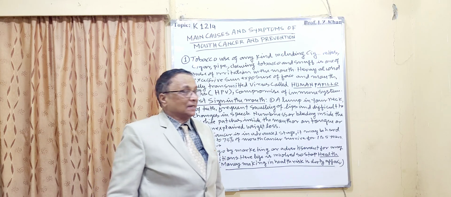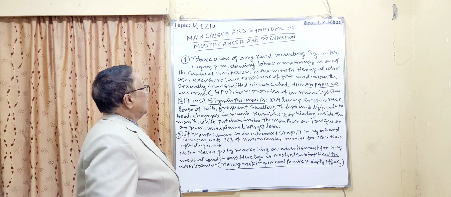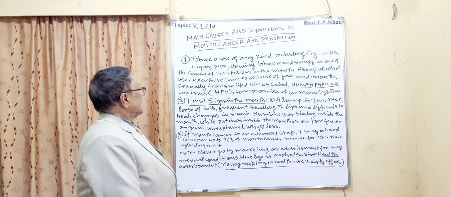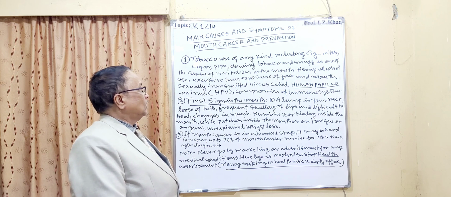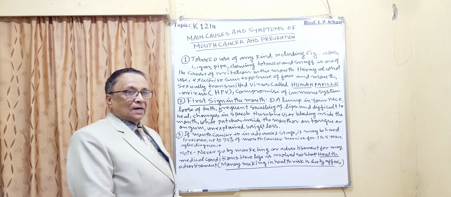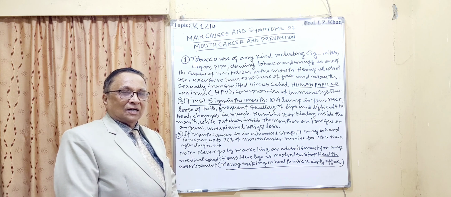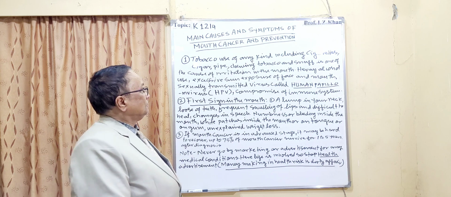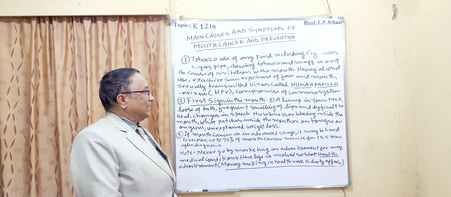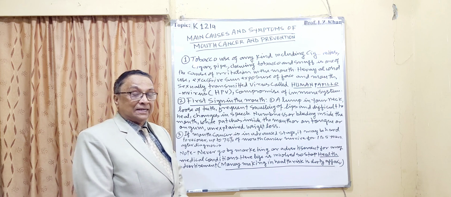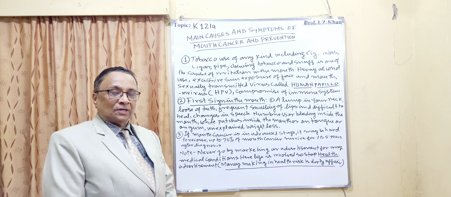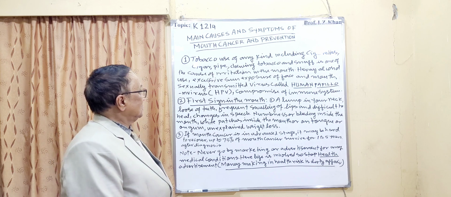So in summary, I have written here, number 1: tobacco use of any kind, including cigarettes, cigar, pipe, chewing tobacco, and snuff is one of the causes of irritation in the mouth, and that irritation finally converts into mouth cancer. Heavy alcohol use, excessive sun exposure of face and mouth. Once you are working under direct sunlight and your face is always facing the sunlight, that is also one of the irritating factors.